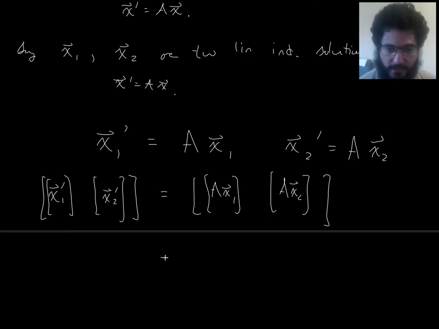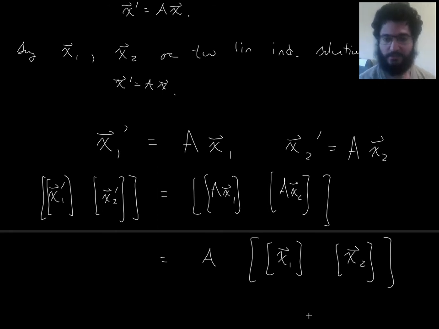Well, check this out. This matrix, which has as its columns A applied to individual things, this can be written as the matrix multiplication A with this matrix, whose columns are x1 and x2. That's how matrix multiplication works. And so look at this. We have A applied to this matrix equals, and then what's on the other side? The same matrix, but with derivatives on everything.